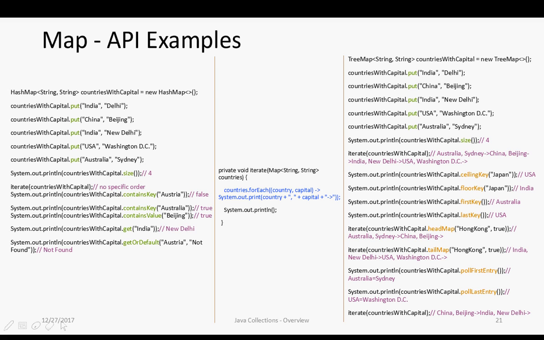I can say headMap, which is going to give me an instance of a map which is going to be less than, i.e. if Hong Kong were to be there, it would be somewhere over here. So it will return me China and Australia. While if I were to say tailMap, I would get India and USA. Similarly, I could poll the first entry and the last entry, that is deleting the first entry, that is Australia, and deleting the last entry, which is USA, and my map will be left with China and India.